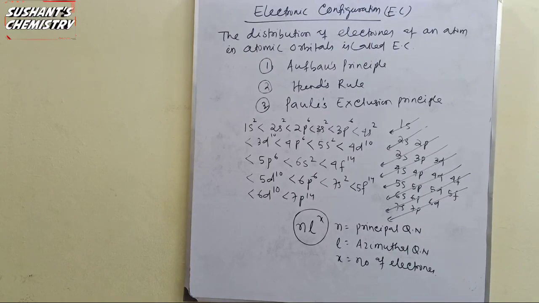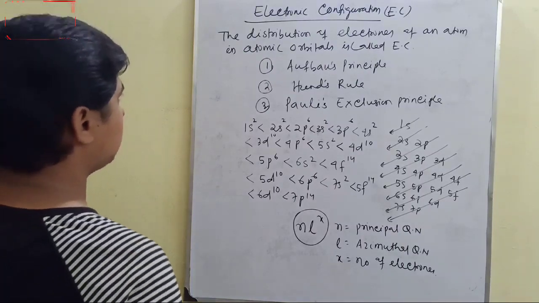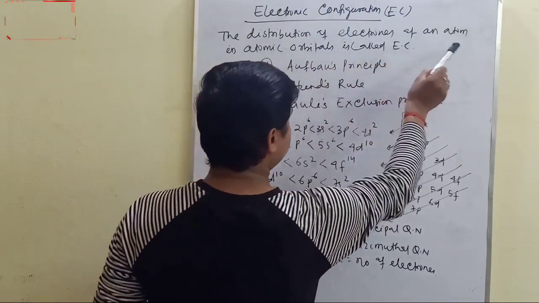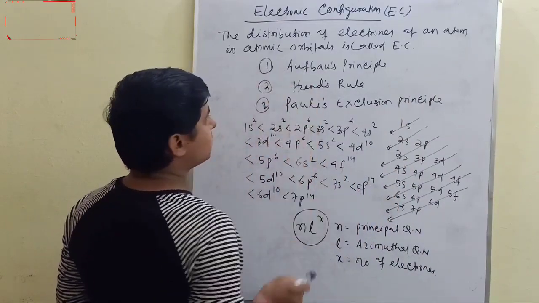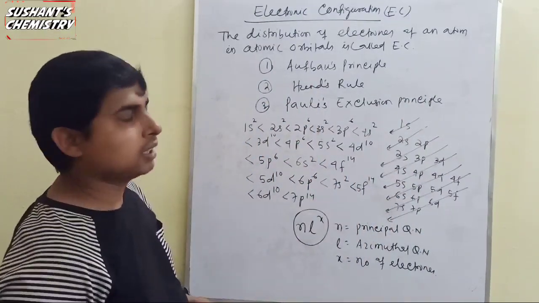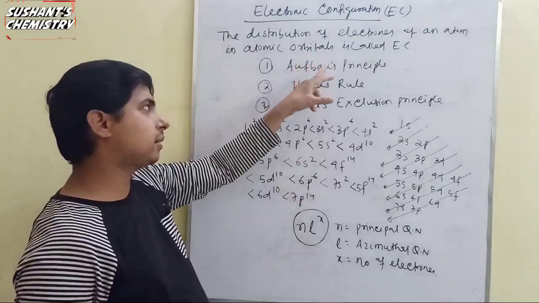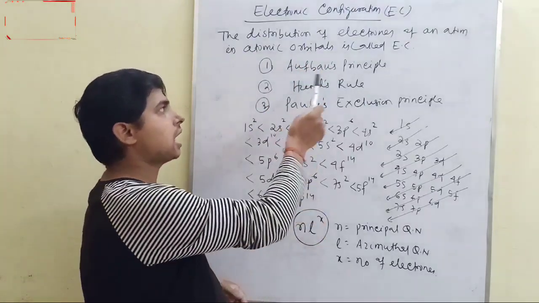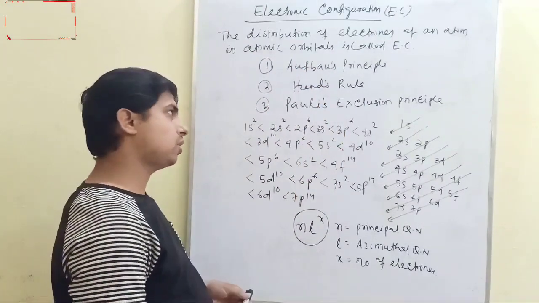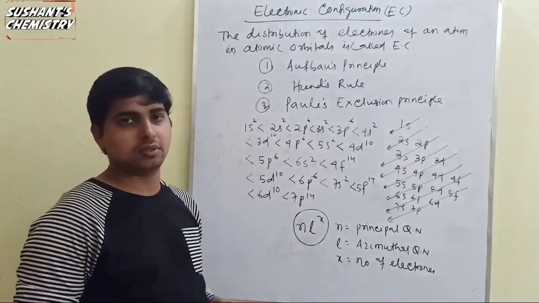Now I am going to discuss electronic configuration. The distribution of electrons of an atom in atomic orbitals is called electronic configuration. The electronic configuration can be guided by the following principles: Aufbau principle, Hund's rule, and Pauli's exclusion principle.